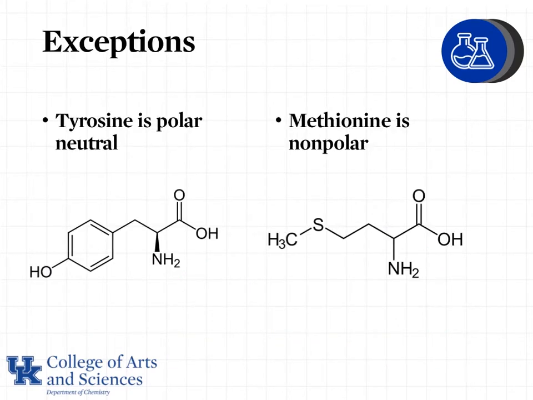As with many things in chemistry, there are exceptions. And these are the 2 exceptions you need to worry about. The first of which is tyrosine. Although it has the aromatic ring, it also has an OH group, and so we treat this as polar neutral. The other exception is methionine. This is nonpolar. Although it contains a sulfur, which may make you think it's polar neutral, because of the positioning of the sulfur in the chain and its electronegativity value being the same as carbon, it actually makes this one nonpolar. So you do need to know these 2 exceptions.